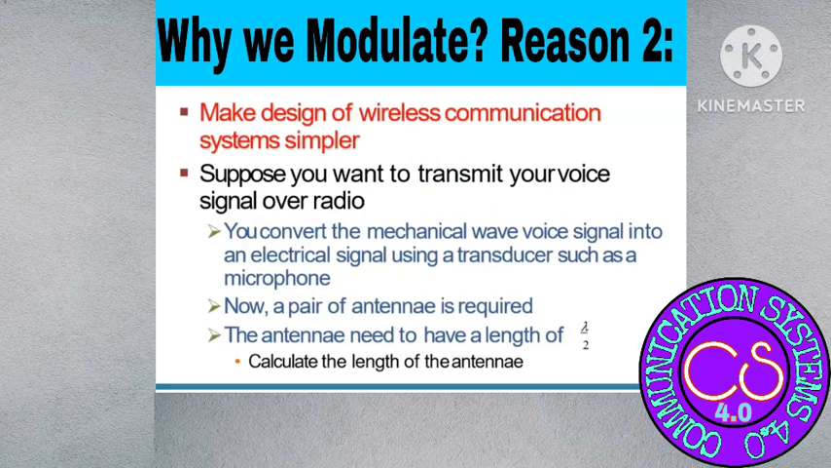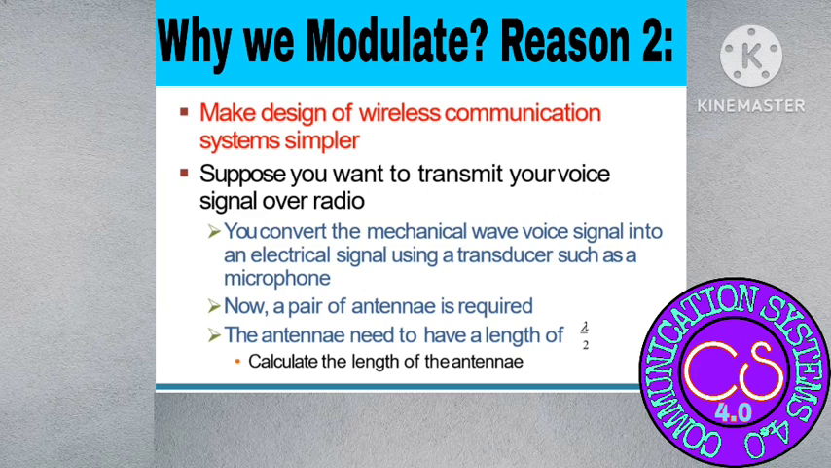Now the second reason, why modulate? Make the design of the wireless communication system simpler. How? Suppose you want to transmit your voice signal over a radio. You can convert the mechanical wave voice signal into an electrical signal using a transducer such as a microphone. Now a pair of antennas would be required. The antenna needs to have a length of lambda by 2.